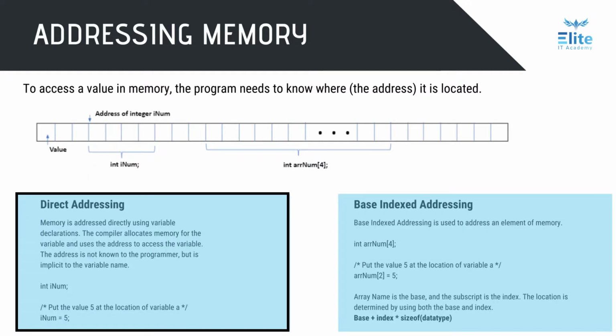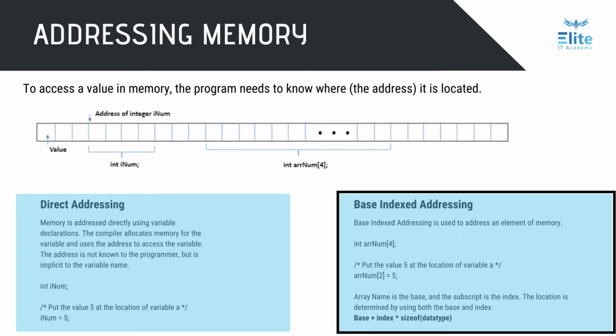In the direct form of addressing, the compiler allocates memory to a variable when declared. The address of this memory is then used to access the data within that variable. The base index form of addressing is used when array elements need to be addressed. The compiler knows the starting address of the array and then calculates the address of the element of the array required using the calculation shown and then accesses the element at that address.